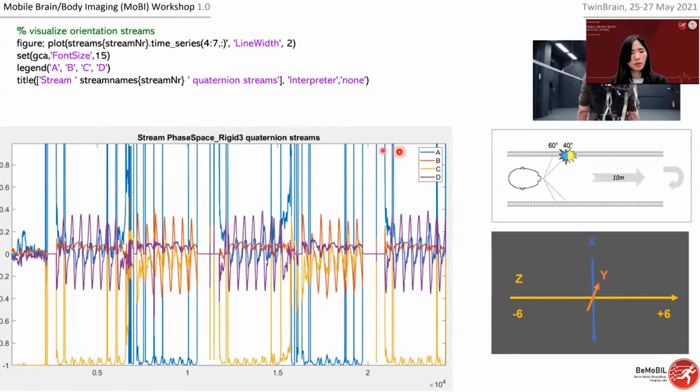But this is not very human readable. So the current status of BIDS motion is that we encourage people to convert quaternion data to Euler angles. And we're going to see how to do this in the next session. But first, let's leave it at this. Yeah, this is what the orientation stream looks like.